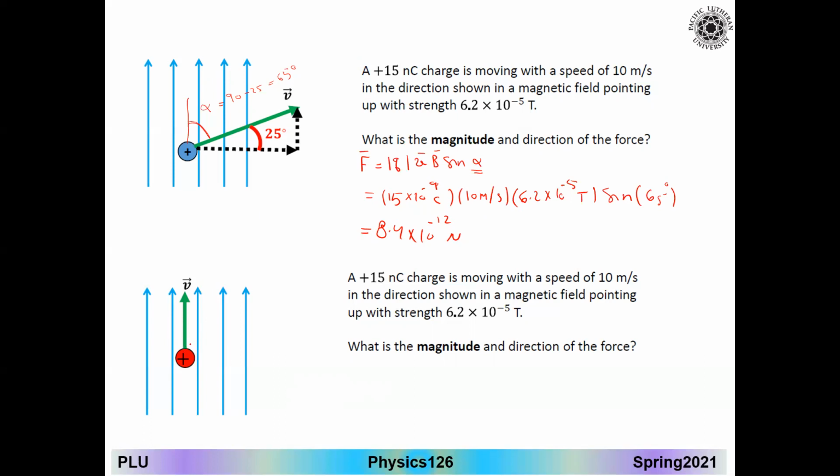Now the last part of this example: we're looking at the alpha, the angle between velocity and magnetic field. So here alpha equals 0. My force formula is Q times V times B times sine alpha. Since alpha equals 0, sine alpha equals 0, so this is a 0 value. In this case, I end up with 0 Newton. I have no force when I have a 0 angle between the magnetic field and the velocity of my charge.